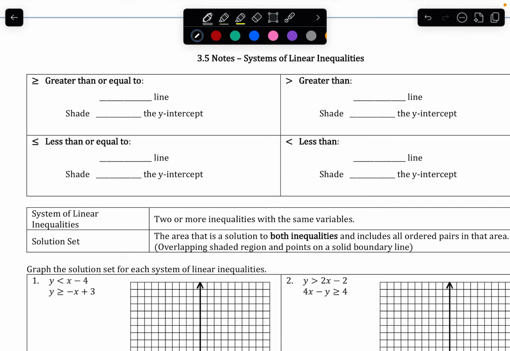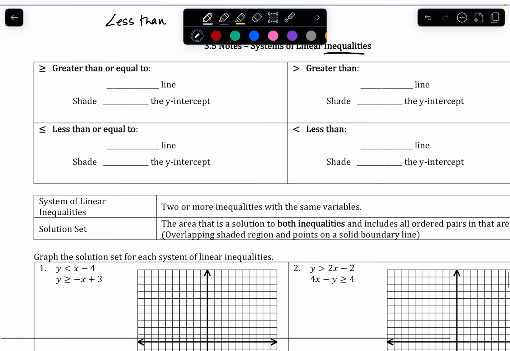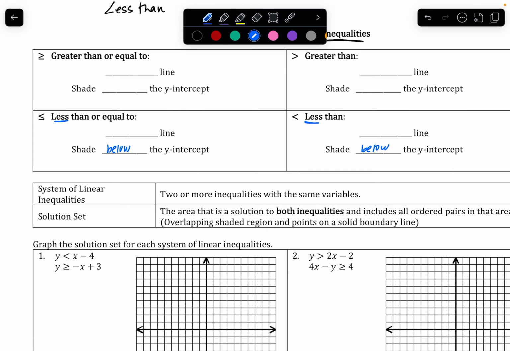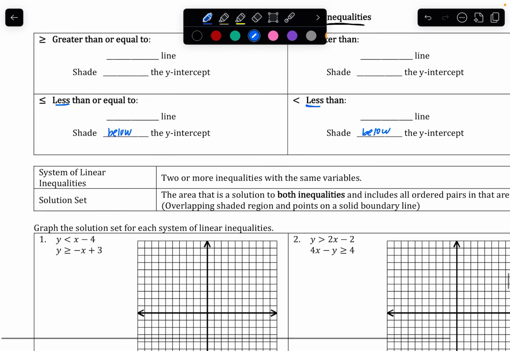All right, in this lesson, we are going to talk about systems of linear inequalities. And so with your inequalities, remember the less than sign kind of looks like an L. So if you struggle reading your inequalities, the less than sign looks like an L. And so when you are working with your less than signs, you are always going to shade below the y-intercept. You're actually shading below every point on the line, but if it helps to focus on the y-intercept, you can focus on that.